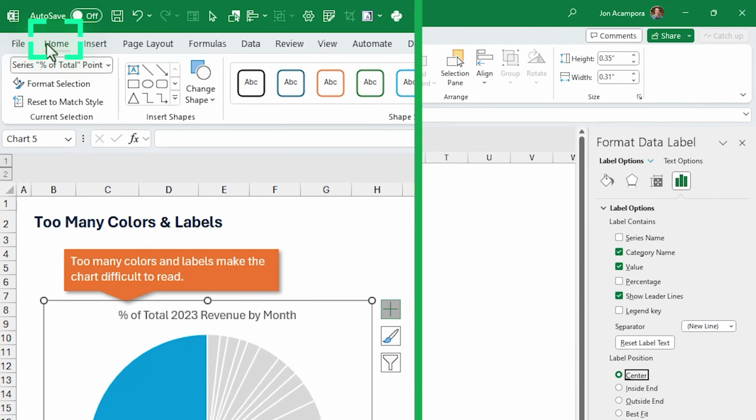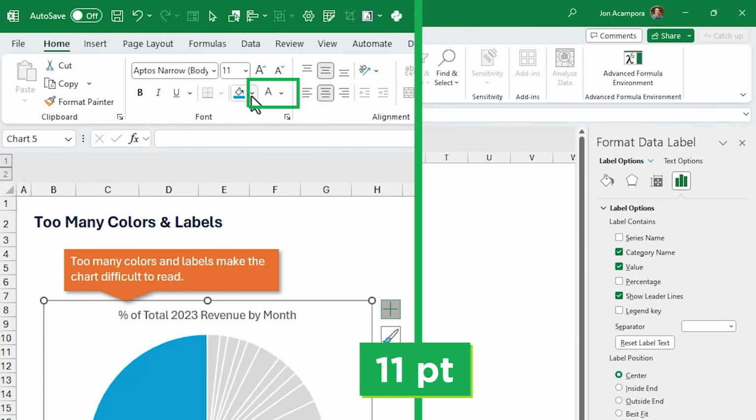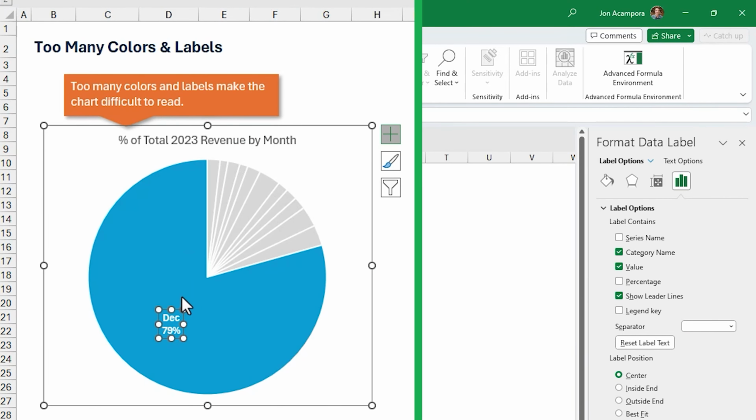And then we'll just go to the home tab, and we'll change the font. We'll change that to an 11. We'll make that white and also bold it to make it easier to read. And now this again more clearly tells the story versus that previous chart.